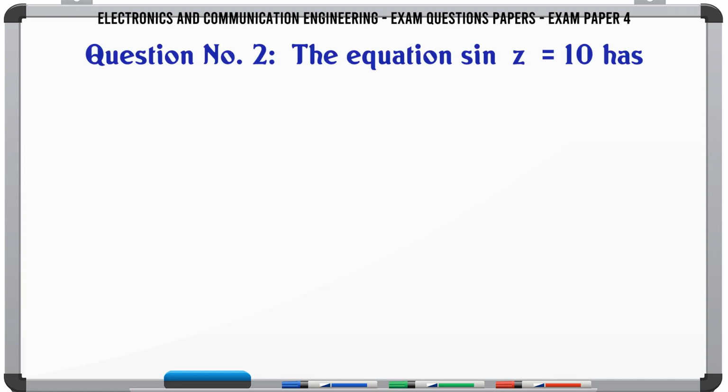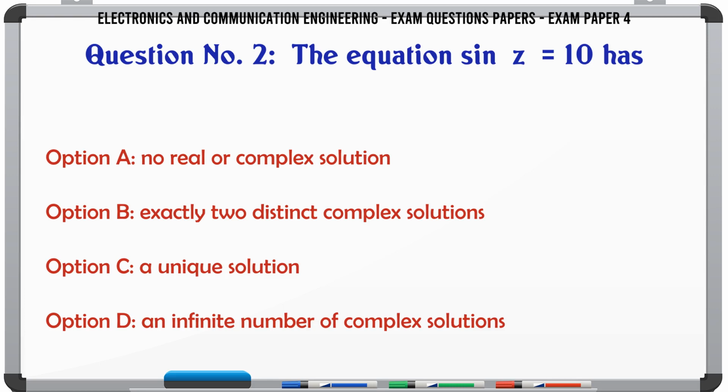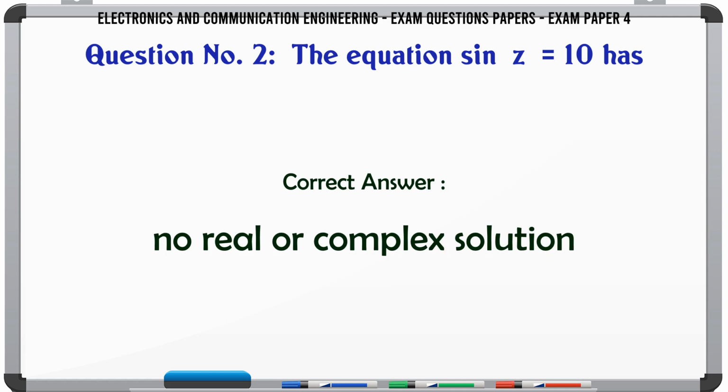The equation sin Z = 10 has A. No real or complex solution, B. Exactly two distinct complex solutions, C. A unique solution, D. An infinite number of complex solutions. The correct answer is no real or complex solution.